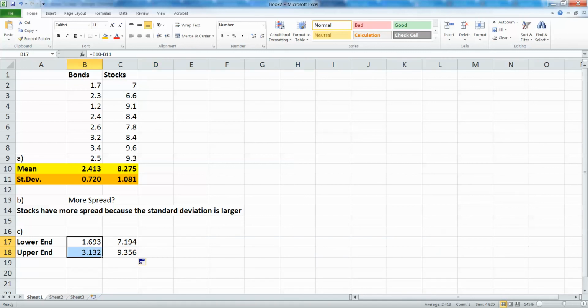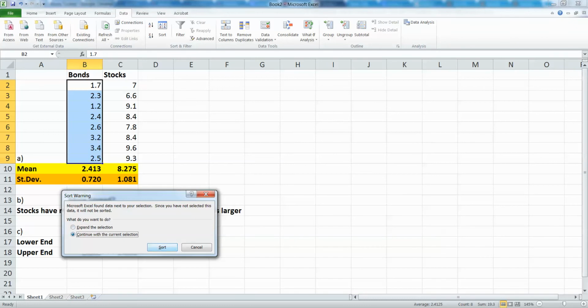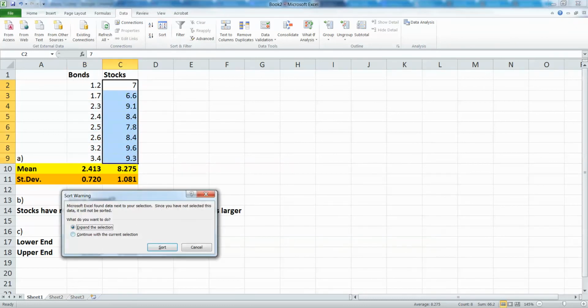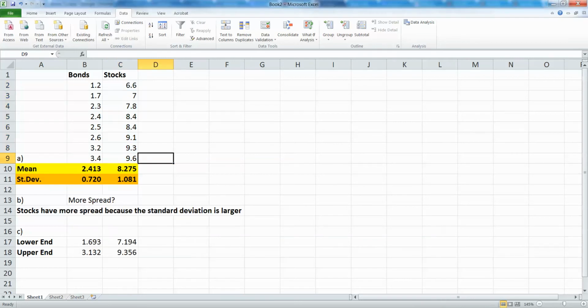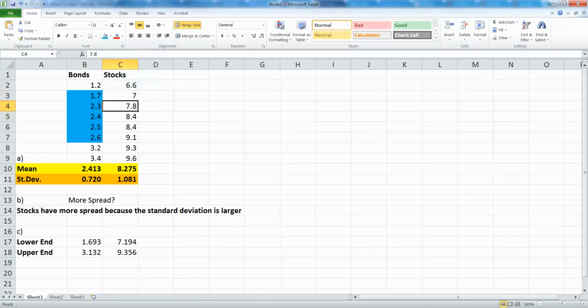All right, so now what I need to know is what percentage of these scores are between these numbers. If you are in Excel, you can sort it for yourself and make it a little bit easier. I can do it to both of them, sort. But if you're just doing it on paper and pencil, don't worry about it. You can just mark off which numbers are between 1.69 and 3.13. So that's these ones right here. So let me highlight them. Okay, so those ones right there.